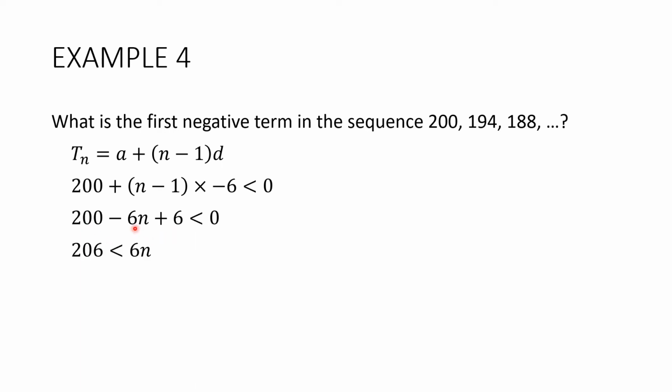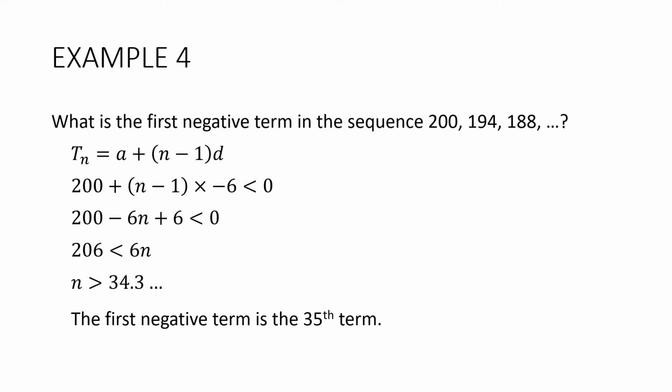Expand the brackets and collect these terms together. I've also taken this -6n across the other side. You can leave it on this side and then multiply by negative and flip the sign, that's fine. I'm going to turn this around and the sign will turn with it. I'm also going to divide by 6 at the same time. Hopefully this is not too quick for you. So n will be greater than, if I'm reading this way, 206 divided by 6, which is 34.3. So the first negative term is going to be the one that is greater than 34.3. So the first negative term is the 35th term. You can also check your answer if you want to.